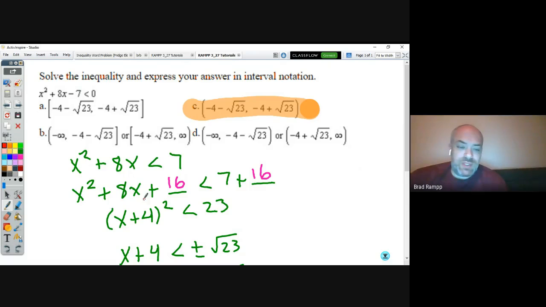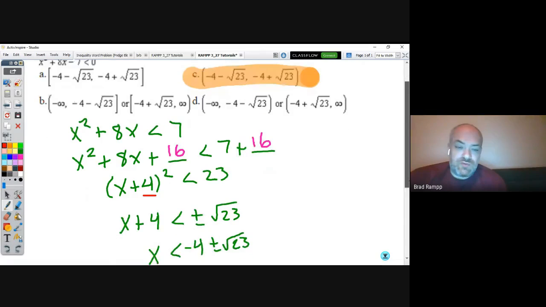The whole point of completing the square is so that it factors real nice and neat. So the left side factors to be x plus 4 all squared. And remember, this number here is always exactly half of b. Half of 8 is 4. And on the right, 7 plus 16 gives us 23.